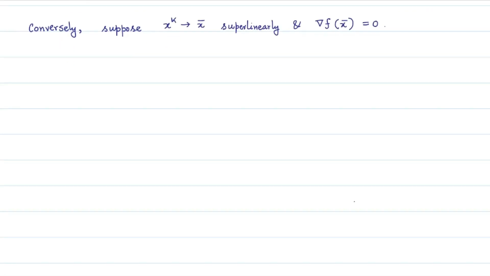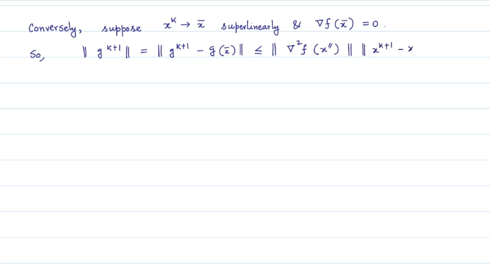Now we see that the norm of gk plus 1 is equal to the norm of gk plus 1 minus g at x bar, because g at x bar is equal to 0, which is by the mean value theorem less than or equal to the norm of the Hessian at some point x double dash, where x double dash lies in the line segment joining x bar and xk plus 1, times the norm of xk plus 1 minus x bar, which is less than or equal to some positive constant beta bar times norm of xk plus 1 minus x bar.